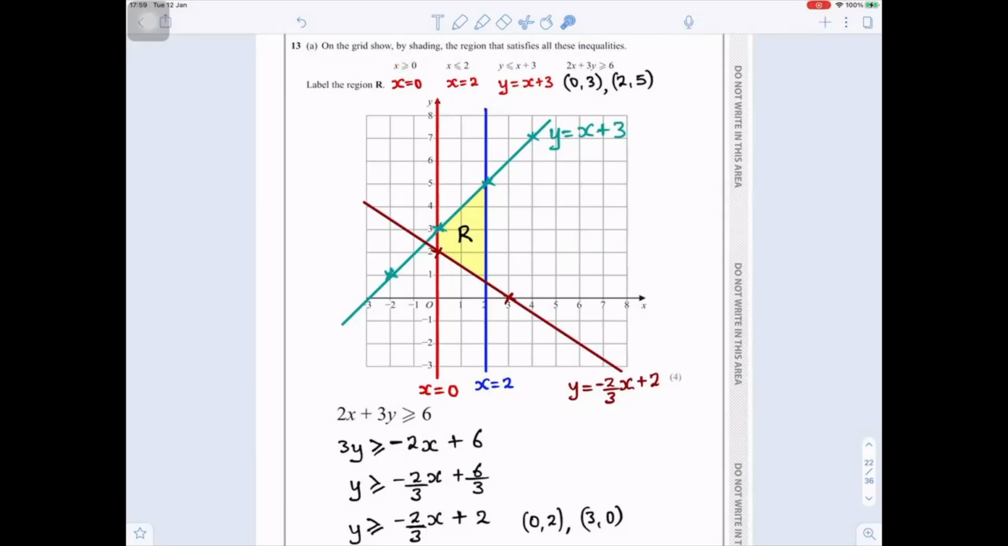You go to the next line, x is less than or equals to 2. First of all, you draw the line x equals to 2. X equals to 2 is this blue line.